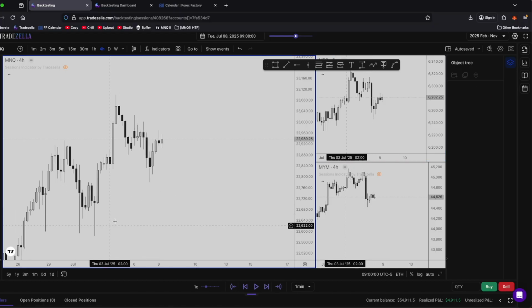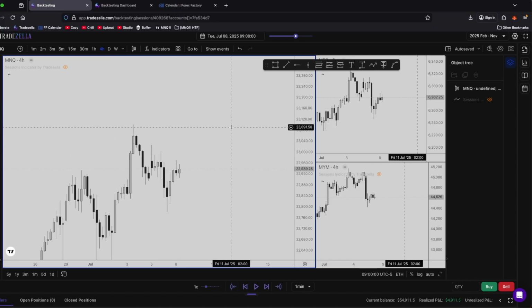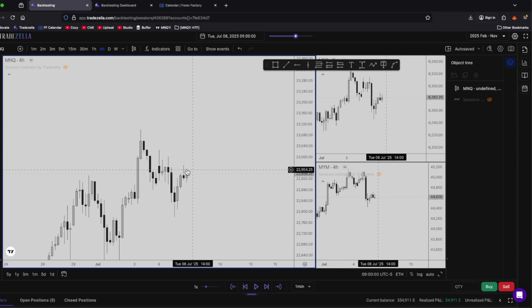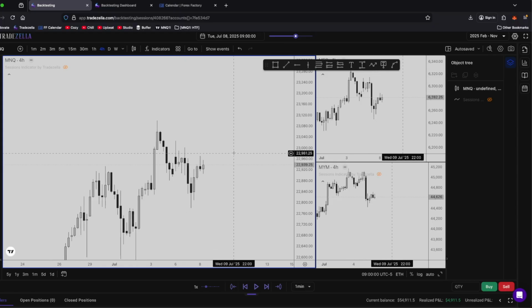I'm not seeing SMT with these lows, and look for bearish SMT. We do have bearish SMT between these two candles and then these two candles. So there is that piece.